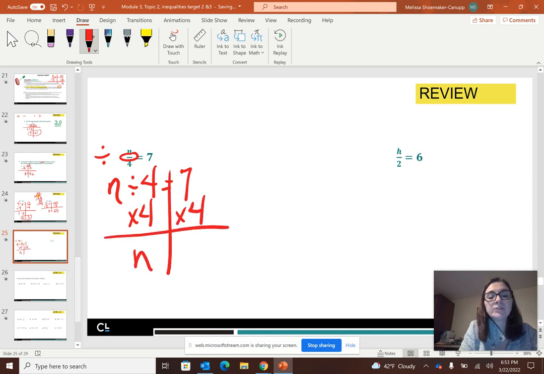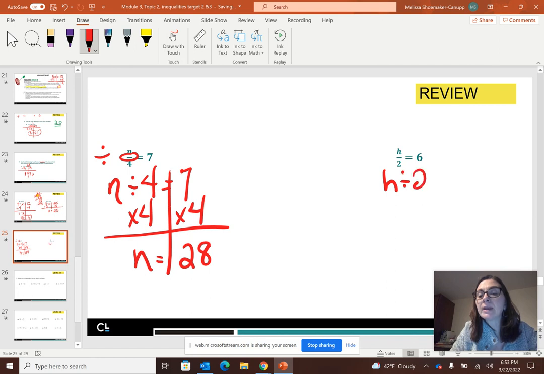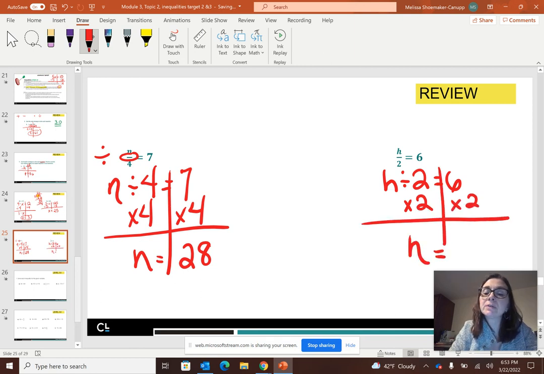N is going to be 7 times 4, 28. H divided by 2 equals 6. So when we see that fraction bar, we don't panic. We just remember that it means divide. The opposite of dividing by 2 would be multiplying by 2. So I'm going to get H equals 6 times 2 is 12.